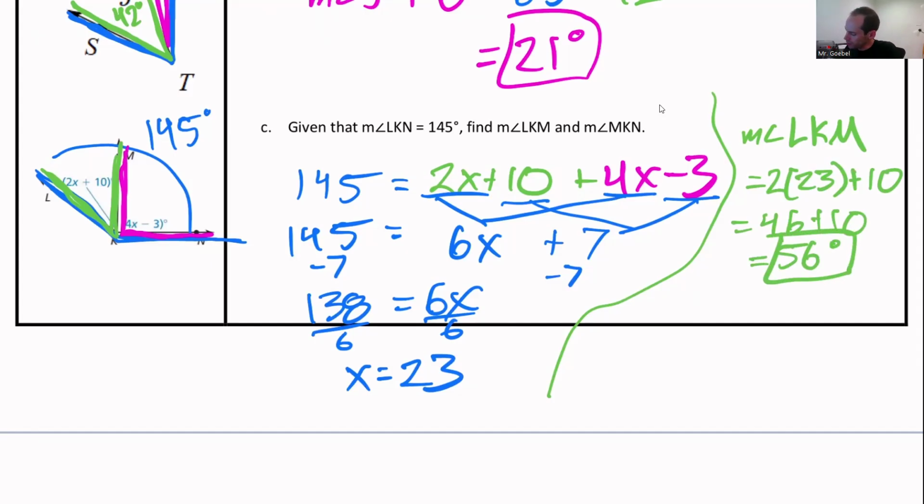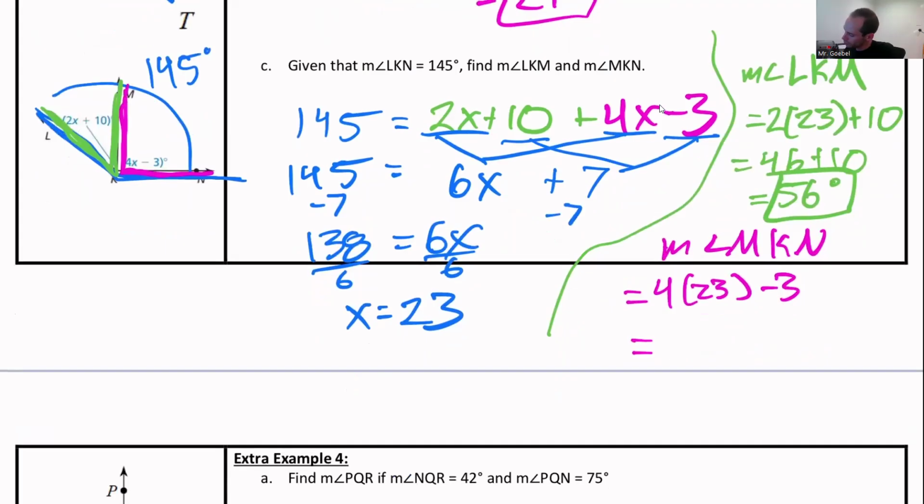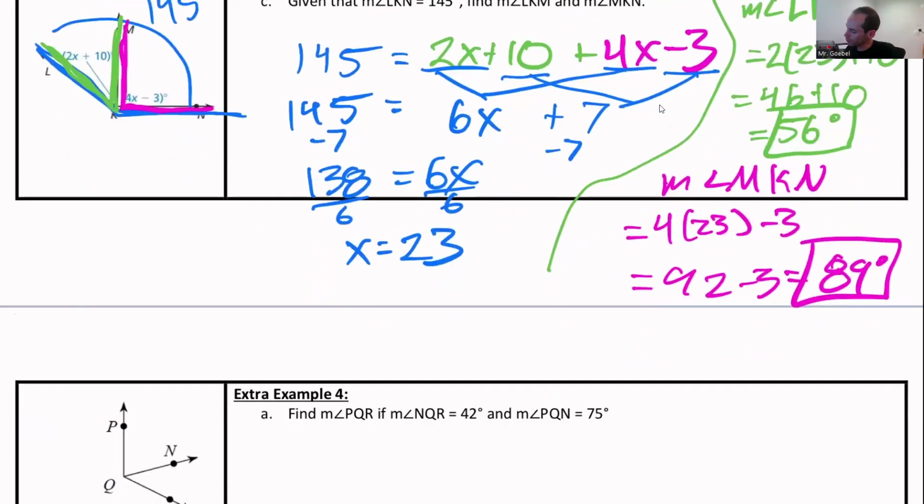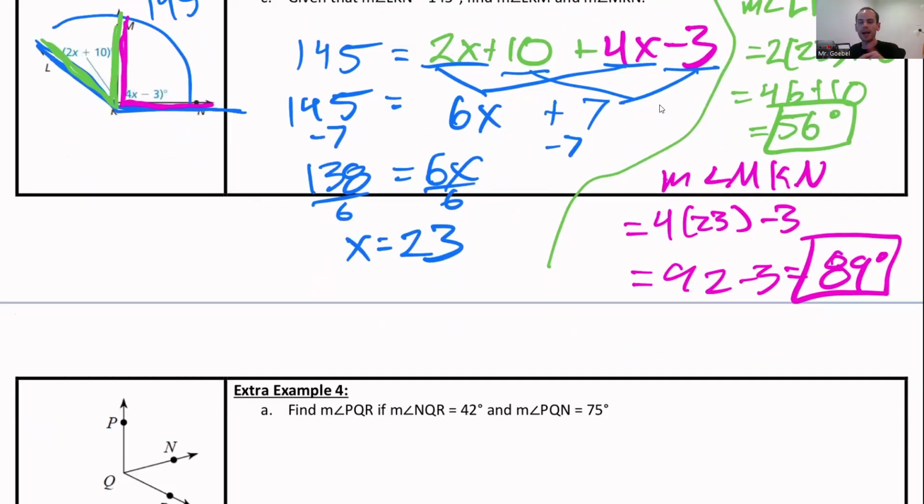And then the other one, the pink one, that one was MKN, 4 times 23 minus 3. That comes out to be, let's see, what is that? 12. Shoot, I don't have my calculator on hand. 12, carry the 1, 8, 92 minus 3, 89 degrees. There we go. 56 and 89. Those are the two angle measures we got.